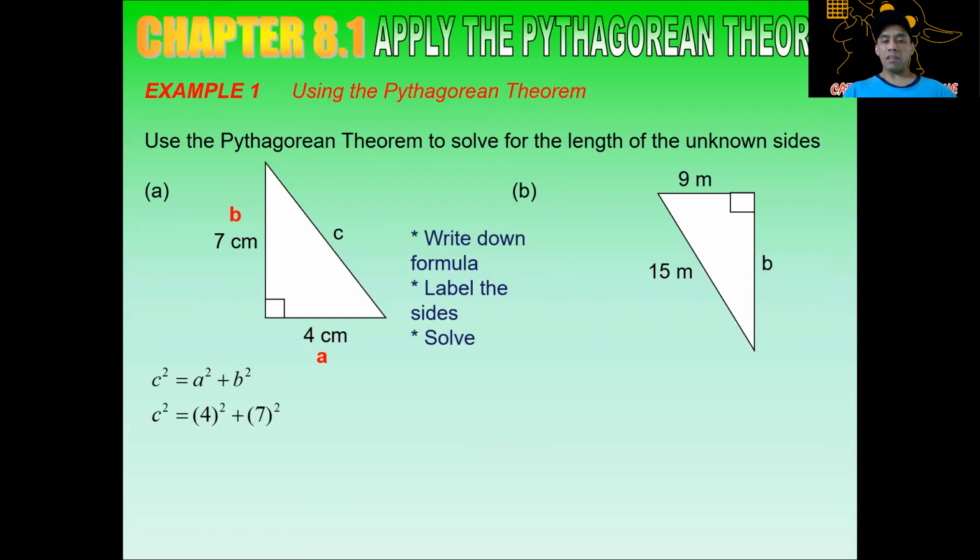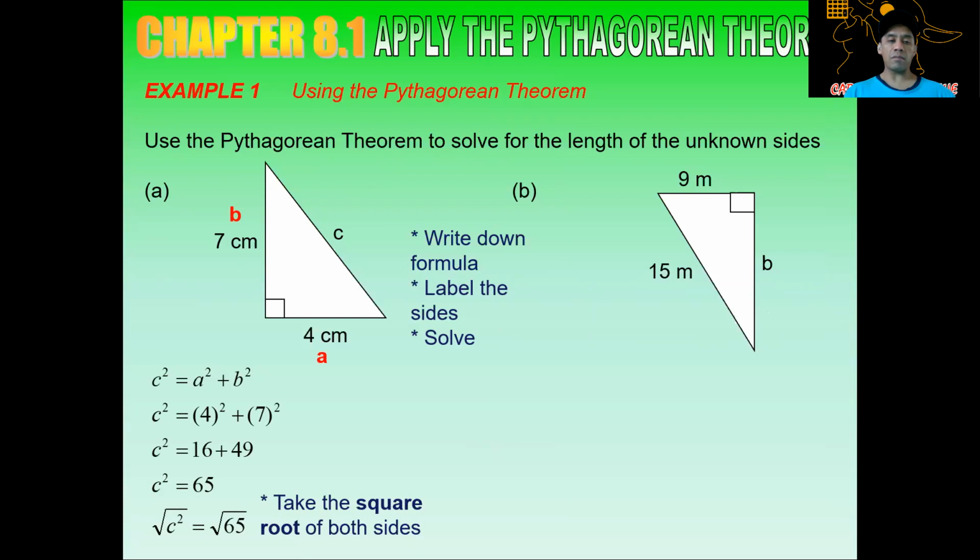Okay, and then from here, I'm just going to simplify the numbers inside the brackets. So 4 squared gives me 16, 7 squared gives me 49. Okay, and after you do that, add the two numbers together, and then last but not least, take the square root of both sides. Okay, and in your calculator, you'll just be taking the square root of 65 here. So what we have there will be an answer of 8.1. Okay, and the units would be centimeters.